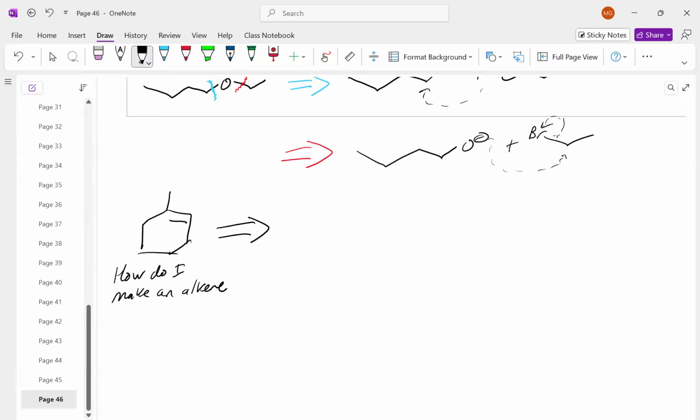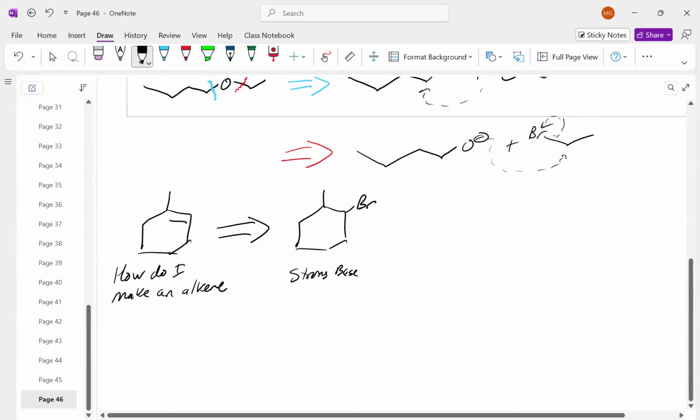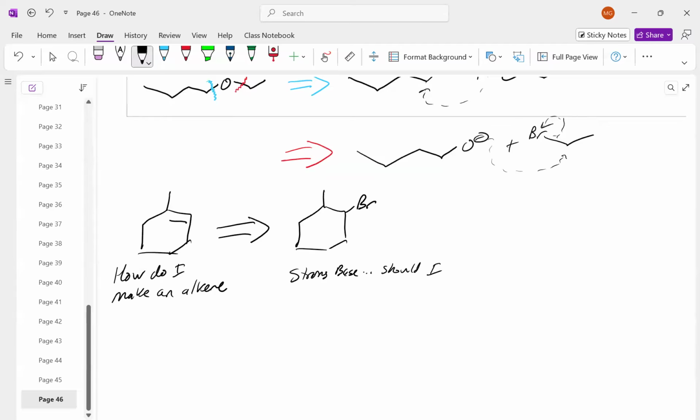Well, what does that require? Well, we need some sort of substrate, so like an alkyl halide. Now, in order to do a beta elimination, for example, let's say E2, I need a really strong base. But should I use a small base or a bulky base? How do I know which one to use?